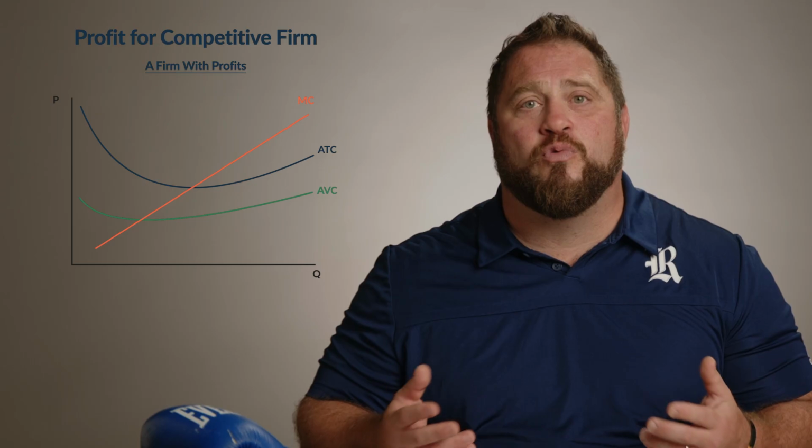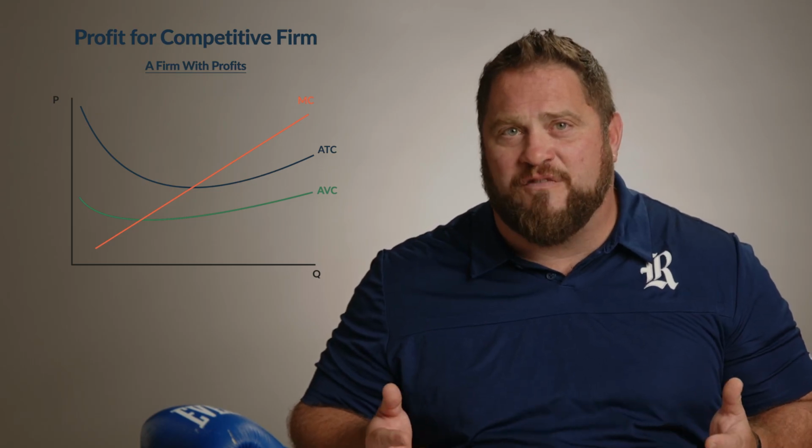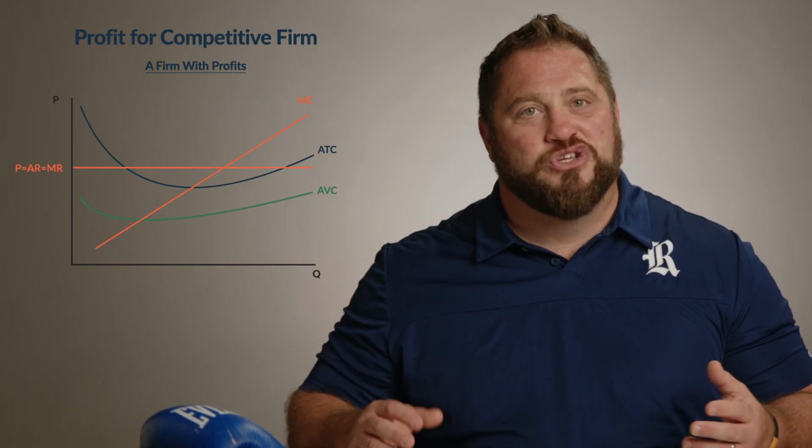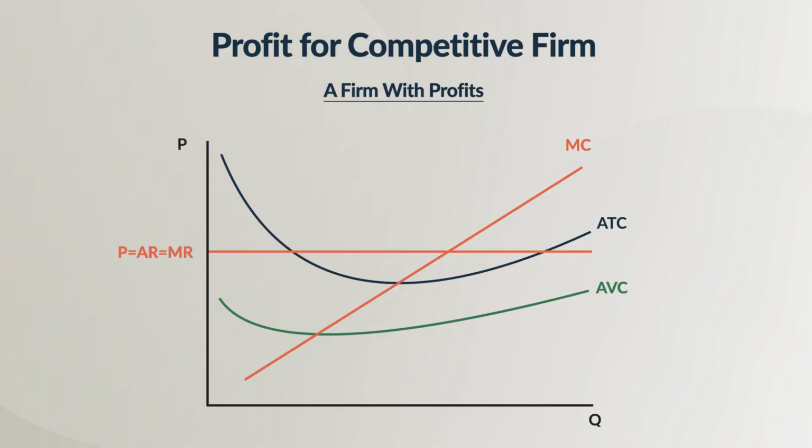Now I need to get my revenue in order to see the profits of this firm in perfect competition. So I'm going to put in my revenue side. So again here, in perfect competition, not only is price equal to average revenue, but it's also equal to our marginal revenue.